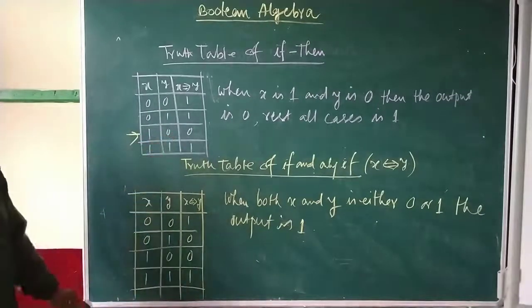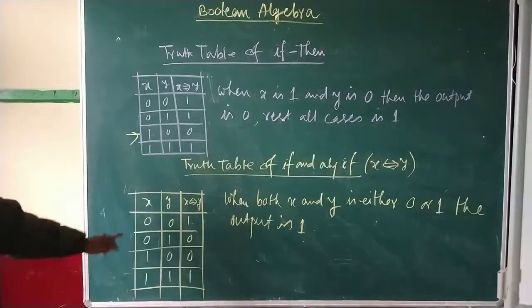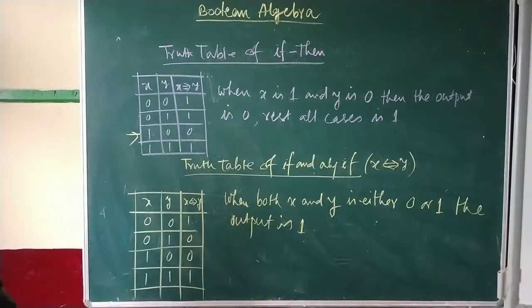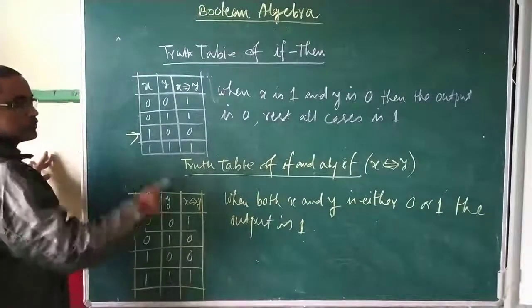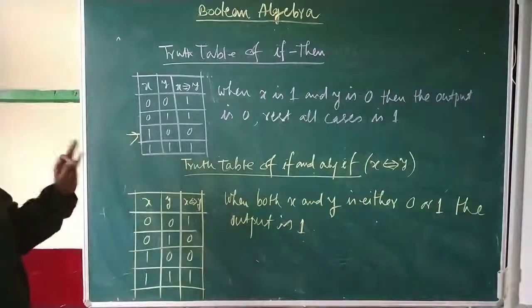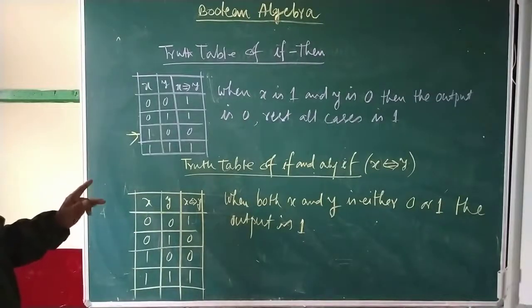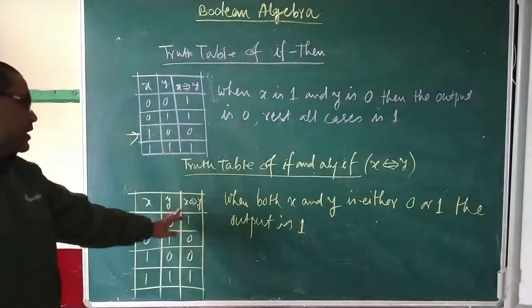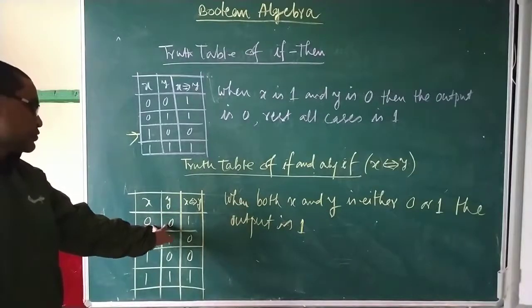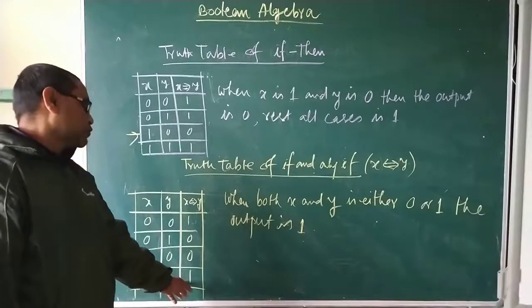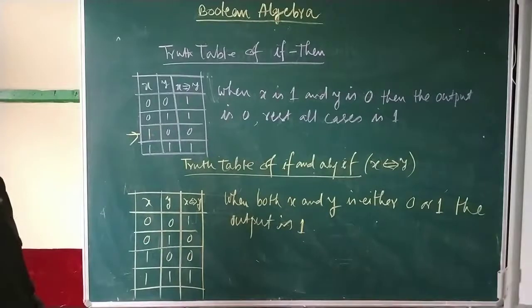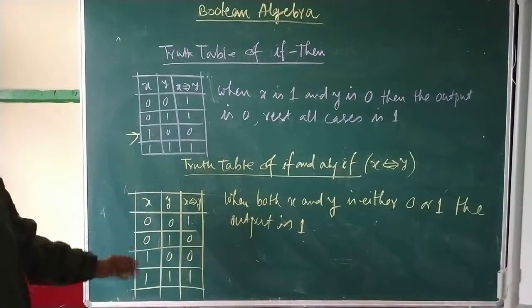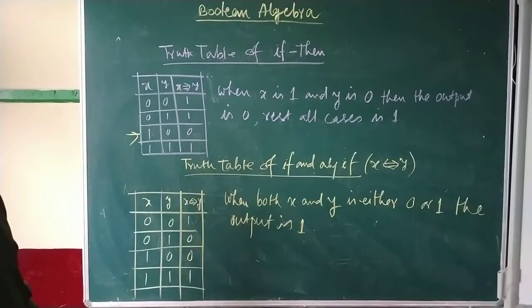And now for the truth table of if and only if, you see exactly the same thing. When both x and y are either 0 or 1, the output is 1. So both 0 gives 1, and both 1 gives 1. You have to remember these two so that we can make use of them in a truth table. When you have to draw the truth table of if and only if, remember that when both are 0, it will be 1, and when both are 1, it will be 1. And for if then, only when x is 1 and y is 0 will it be 0. You have to remember these two truth tables, and then we will apply them to an actual question, and see what type of question comes accordingly.